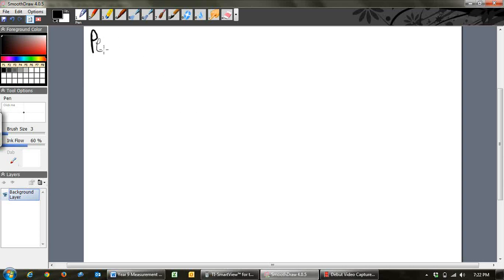G'day, and this first video will be on, we're doing measurement at the moment, and we're going to look at perimeter. Now what perimeter means is, if you have some two-dimensional shape, how far is it around the edge of the shape? So basically you just have to add up all the sides, because you just want the total distance. That is, if you're going to walk around the shape, how far would you have to walk?